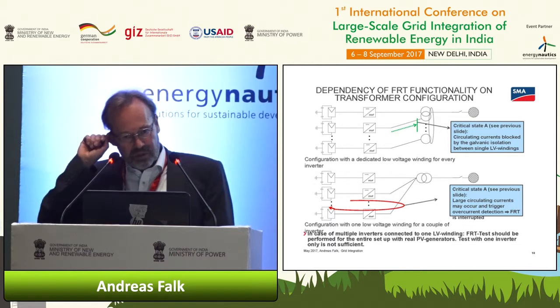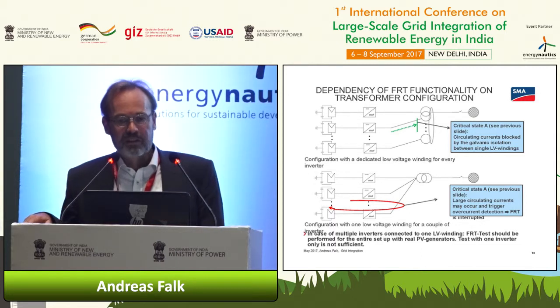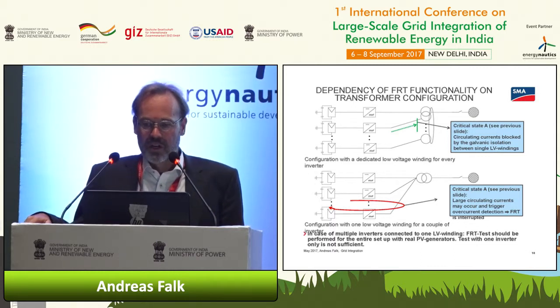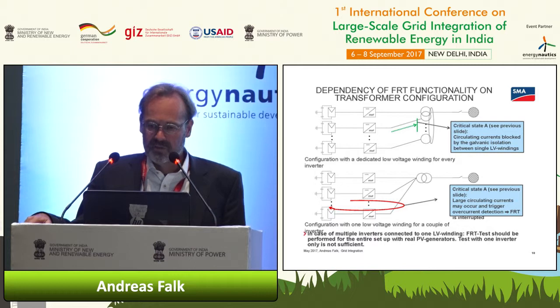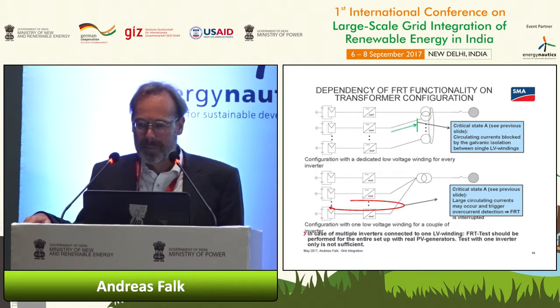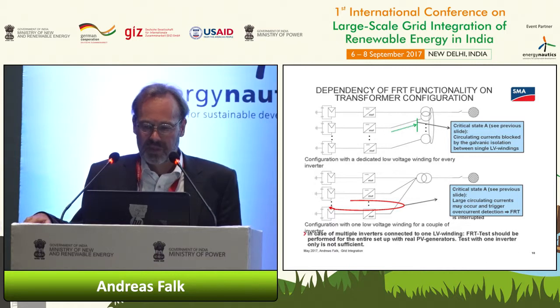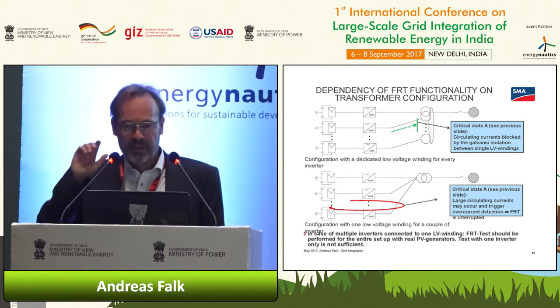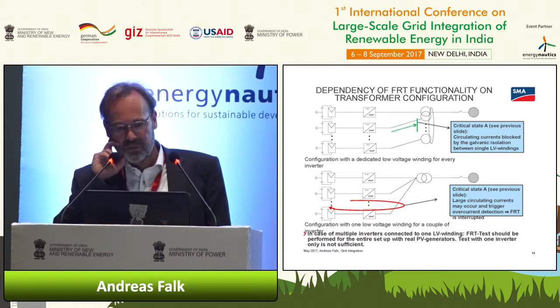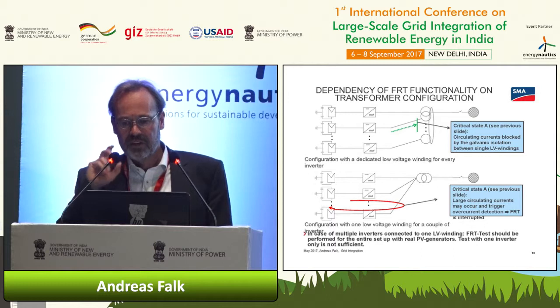I would like to talk about the dependency of FRT functionality on transformer configuration. In case you have a multi-winding transformer and every inverter has its own low voltage winding, then prospective circulation currents between the inverters during the event are blocked.